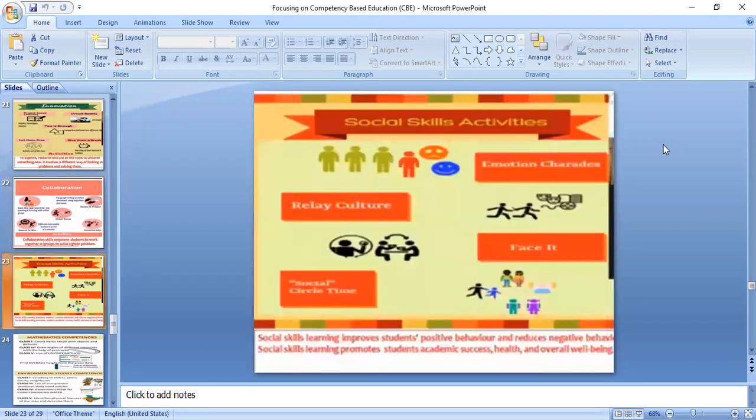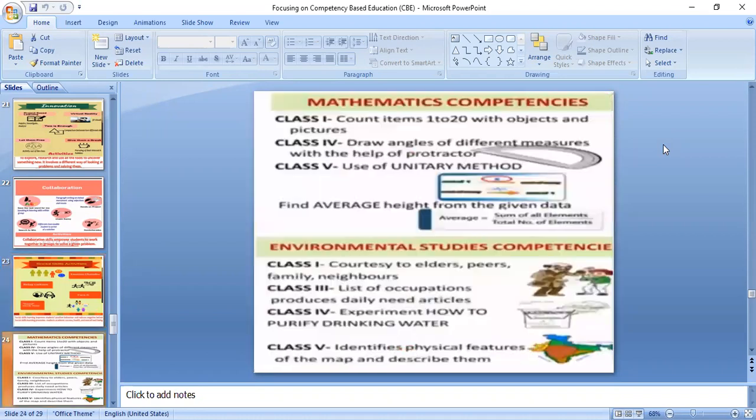Next is social skill activities. Roll the ball, virtual playtime, expression, mimicking games, topic game, step into conversation, improvisational stories, memory game, face it. These can be good examples of social skill activities. And these skills learning improve students' positive behavior and reduce negative behavior. It also promotes students' academic success, health, and overall well-being.